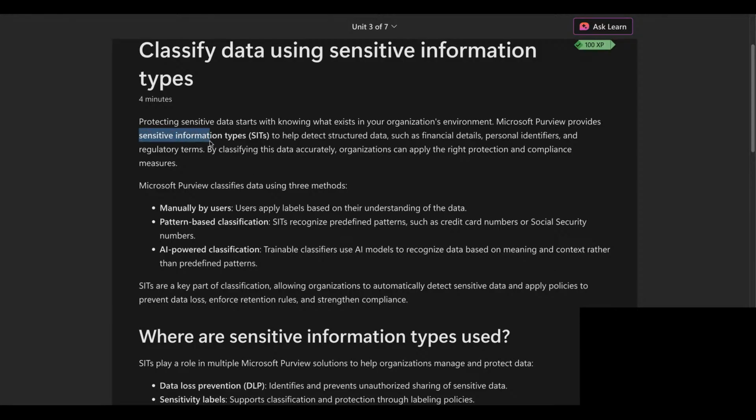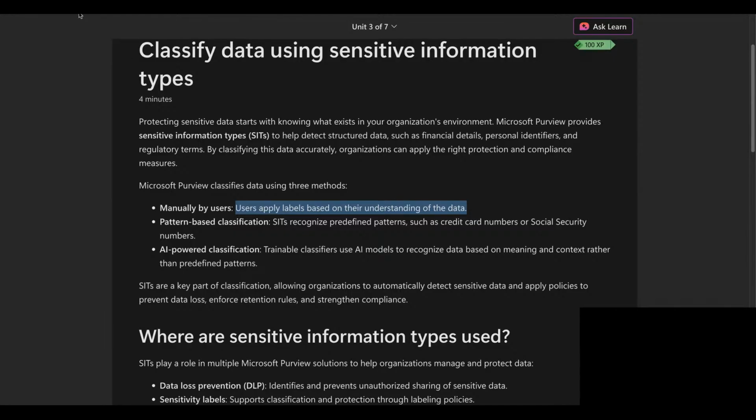So let's talk about this one, sensitive information type. I did touch on it. So how does it work? There's different ways of doing it. There are three methods of implementing this one. You can use the manual way. Manual is basically users applying labels manually. You just identify the data, you say, okay, this kind of data is confidential, then you apply a label.